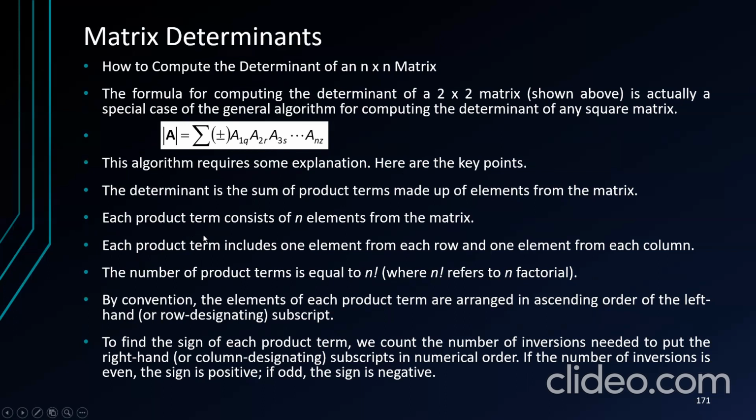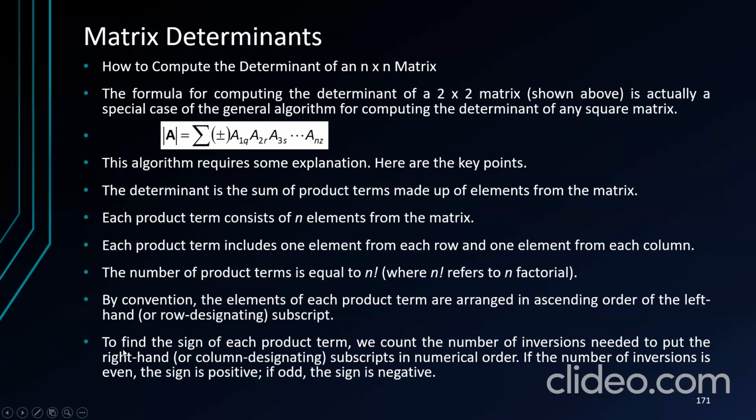So each product term consists of n elements from the matrix. Each product term includes one element from each row and one element from each column. The number of product terms is equal to n factorial. By convention, the elements of each product term are arranged in ascending order from the left hand or row designating subscript. Ascending, 1, 2, 1, 2, 3, yan po na yan.